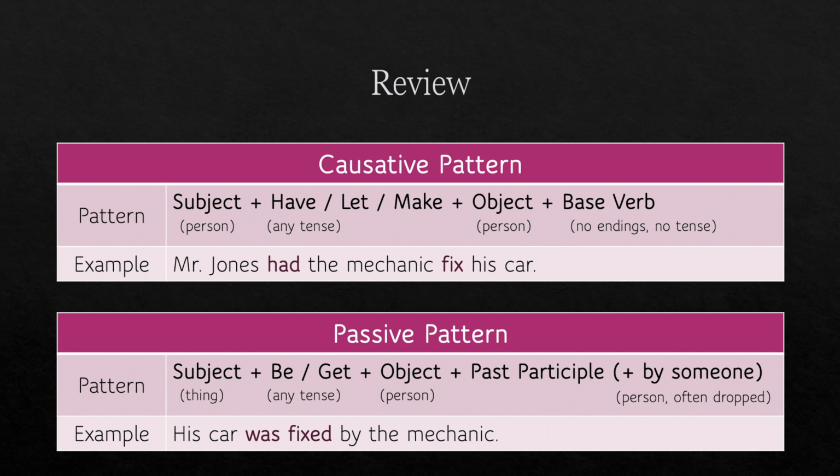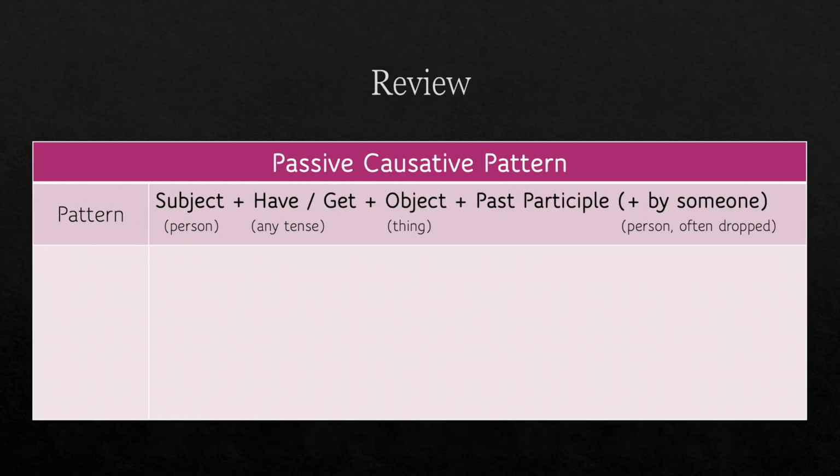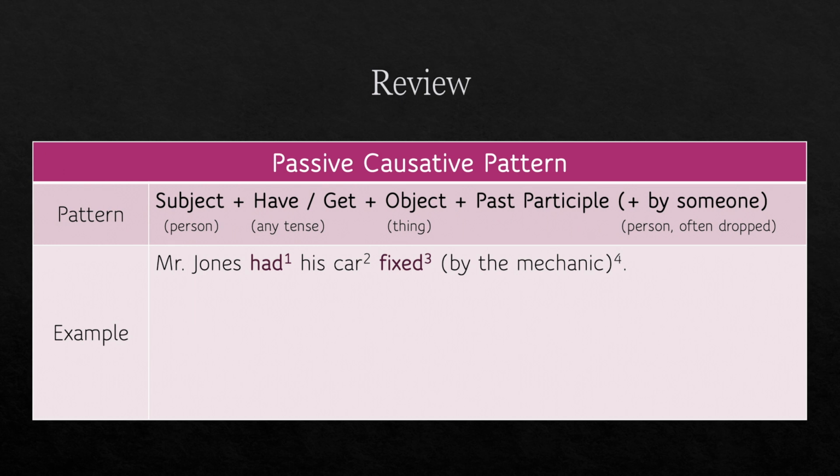Now, when we put these together, the pattern for passive causatives is you have the subject, which is a person, plus have or get in any verb tense, plus the object, which of course is a thing, then the past participle. We can then add by someone, but we often leave that out. So if we go back to the idea of Mr. Jones having his car fixed, we can say, Mr. Jones had his car fixed, or Mr. Jones had his car fixed by the mechanic.